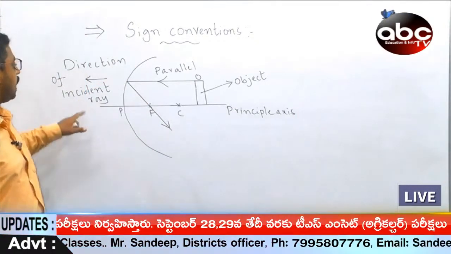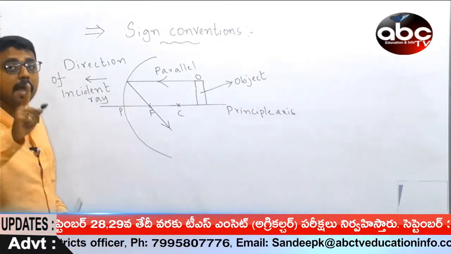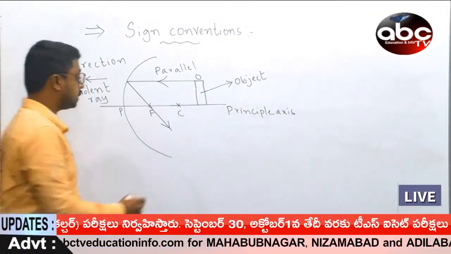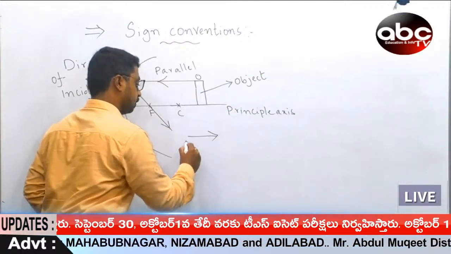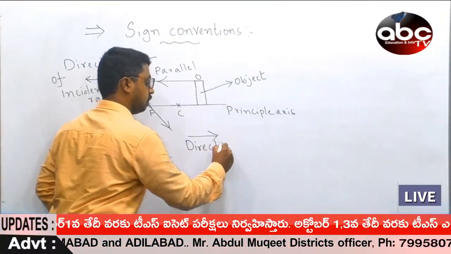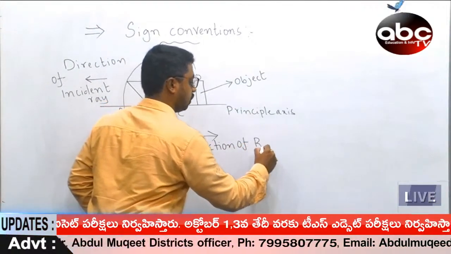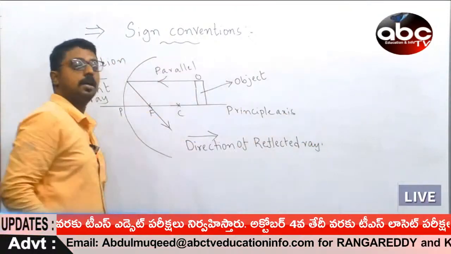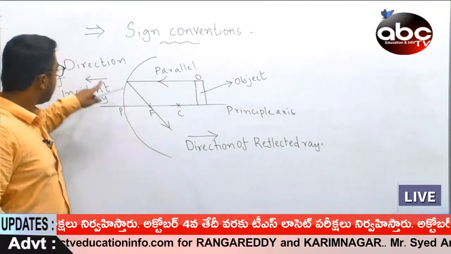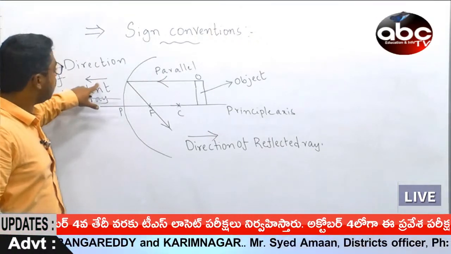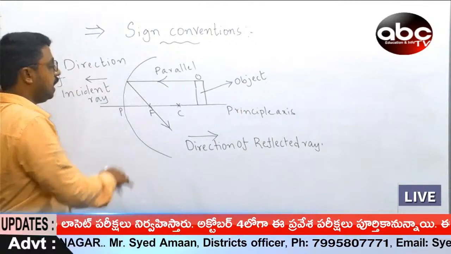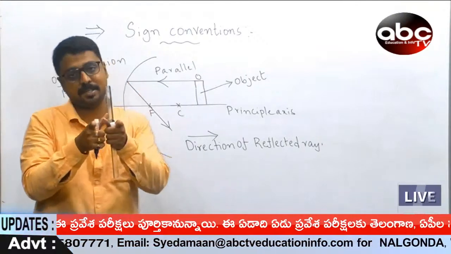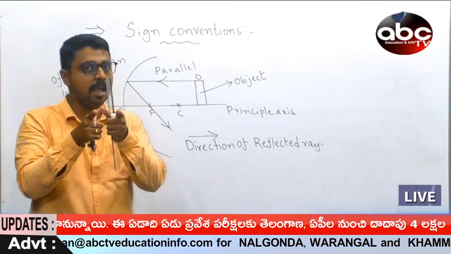Direction of incident ray is in this direction, whereas you observe the direction of reflected ray is in this direction. So dear children, if you observe here, the incident light ray goes to this side, the reflected light ray goes to that side. Both are not in the same direction.